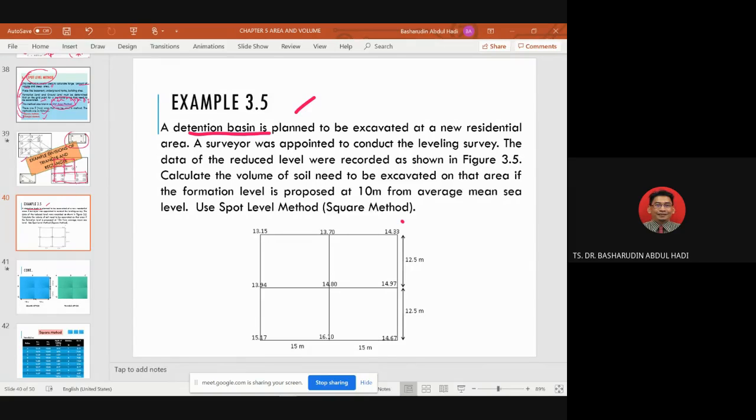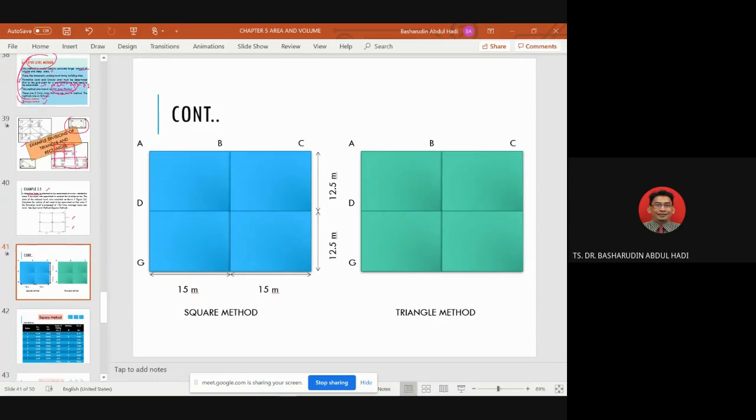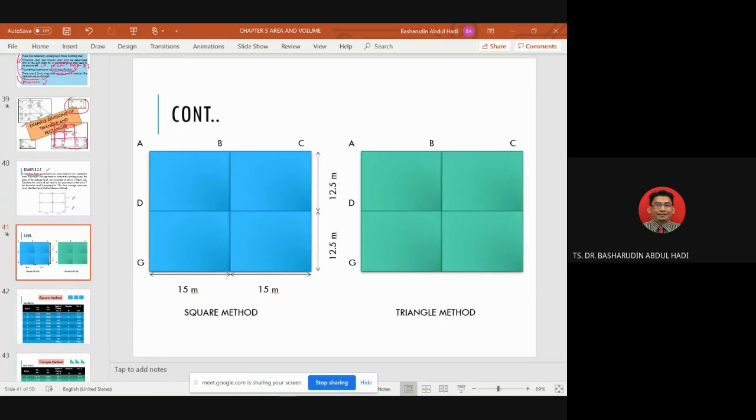They have 9 data points, and they also measure the horizontal and vertical grid. Calculate the volume of soil that needs to be excavated on that area if the proposed formation level is 10 meters from mean sea level. Use the spot level method, the square method, to calculate this example. We call it the square method, and then we have the triangle method.